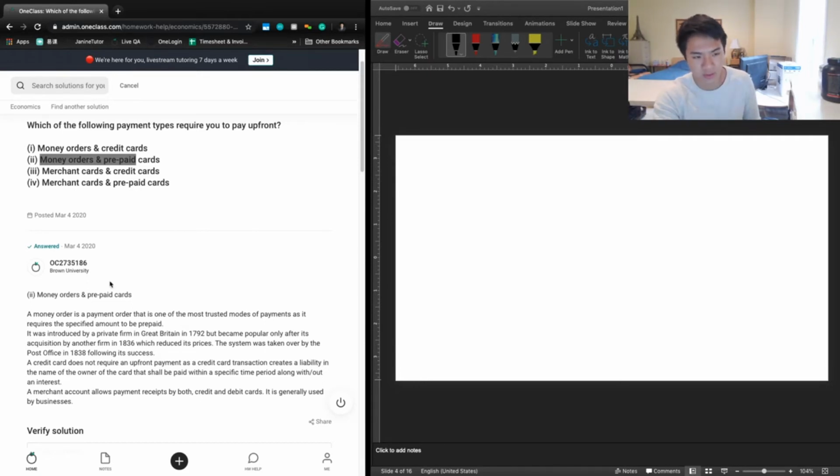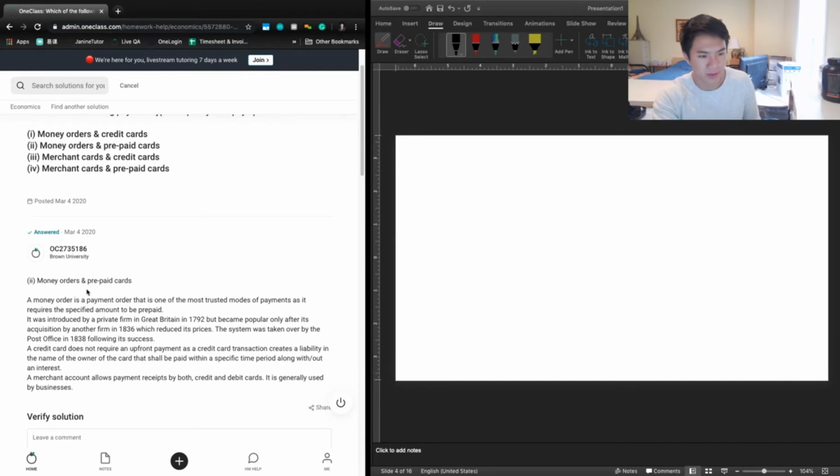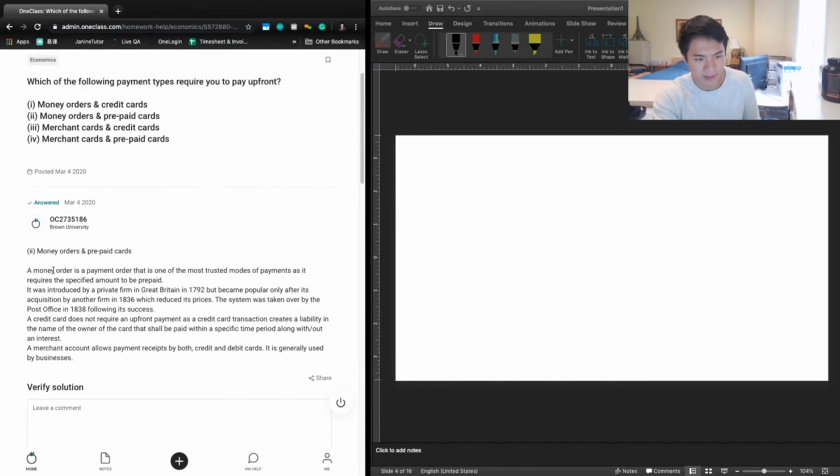So let's take a look at the answer choices. B, money orders and prepaid cards, which is correct, and then they give a definition of all the types of payments that are defined in this question. Money order is a payment order that is one of the most trusted forms of payments, as it requires a specific amount to be prepaid. It was introduced by a private firm, but became popular after its acquisition by another firm in 1836. The system was taken over by the post office in 1838.